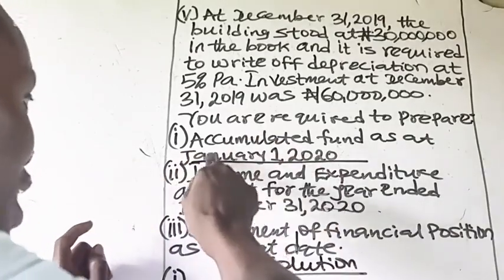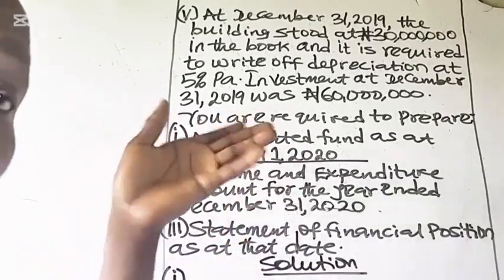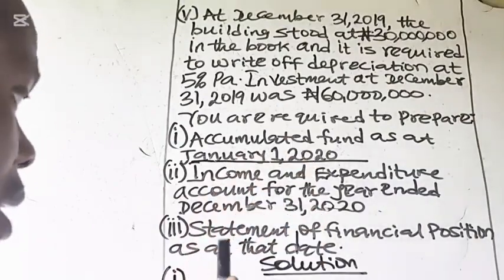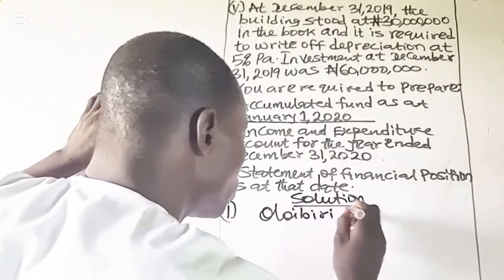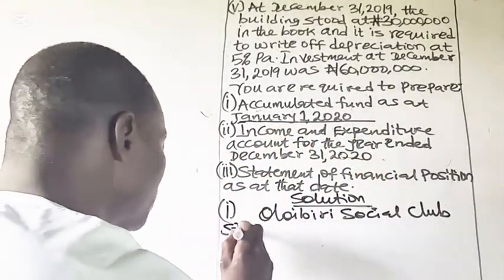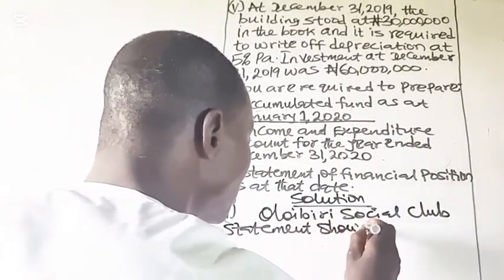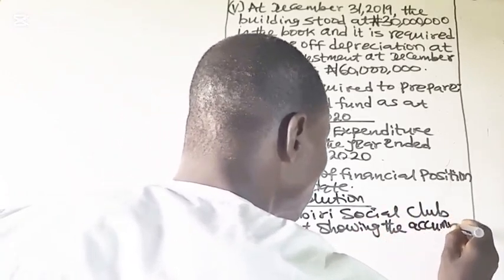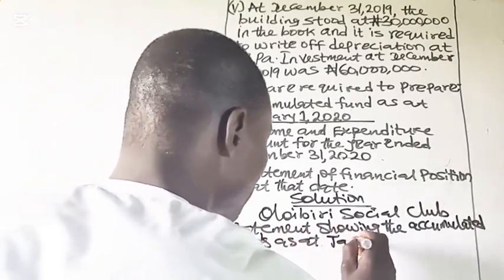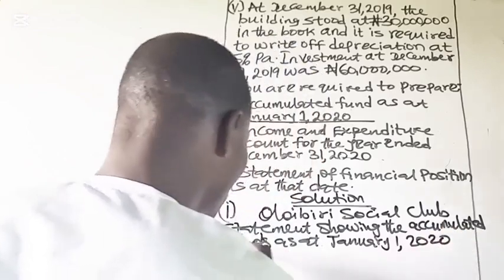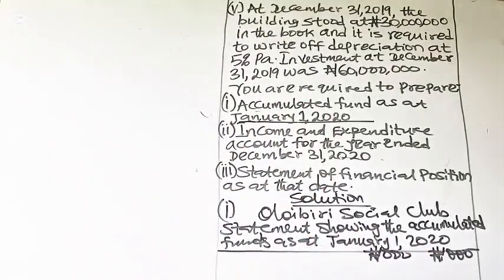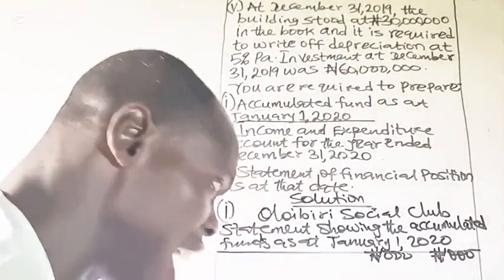So it is the balances you have as at January 1, 2020 that will be used, or what you have relating to December 2019. You know, the closing balance in 2019 will be the opening balance in January 1, 2020. Please take note of that. Oloibiri Social Club. You want to prepare statement showing the accumulated funds. You have statement showing the accumulated funds as at January 1st, 2020. Remember, I've told you, if you don't want to put statement showing the accumulated funds, you can put statement of affairs. You may choose to write statement of affairs. Please take note of that.